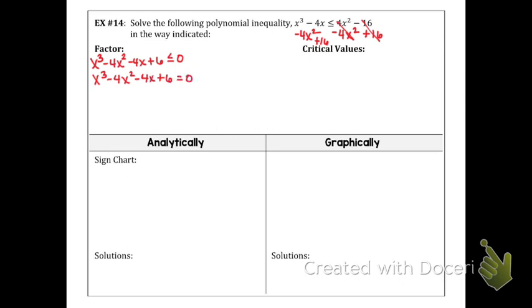But I needed that first inequality because when I go to check this using my sign chart, I need to remember, was it going to be positive or was it going to be negative? Is it less than 0? Is it greater than 0? So I need to know that.